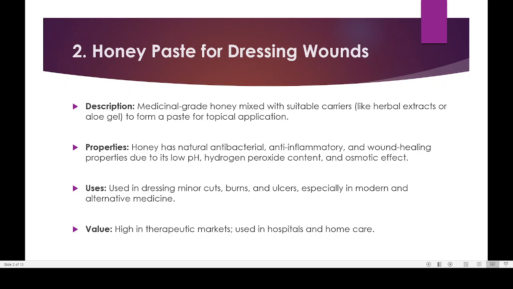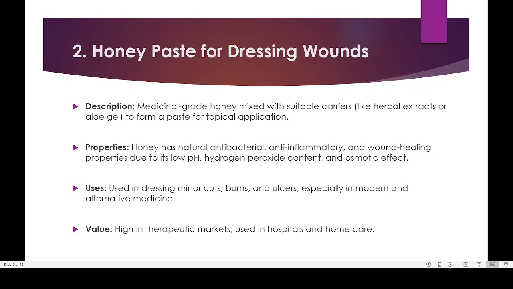So next thing is about the uses of this honey paste, mainly for dressing minor cuts, burns and ulcers, especially in modern as well as alternative traditional medicine. For example, nature therapy, Ayurvedic therapy, that kind of medicine, honey is very well used. So in the therapeutic market, it is used in hospitals as well as home care. So this is known as the honey paste for dressing.